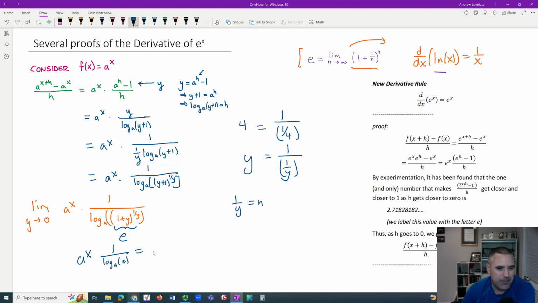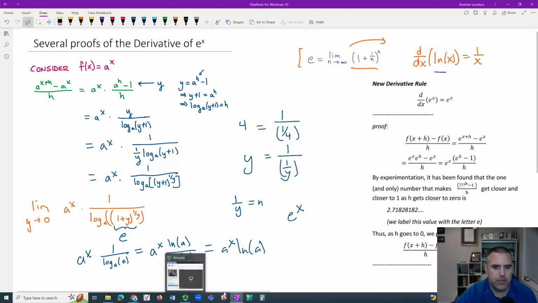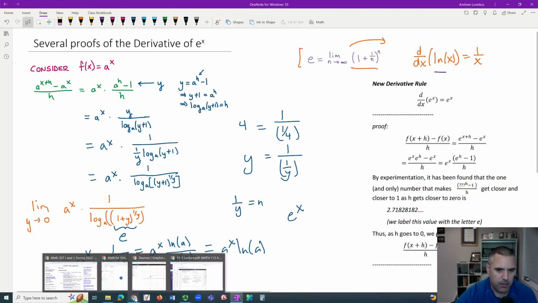But that's the same as a to the x, natural log of a over natural log of e. And so it's a to the x times the natural log of a. And in particular, if a can be this special number e, it then just becomes e to the x. I was going to show some visuals on this way of thinking about it, so let's look at that.